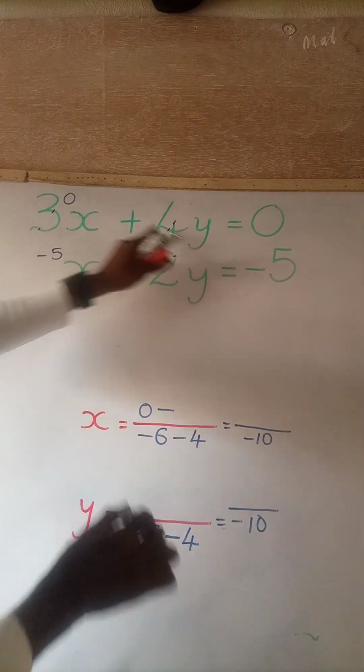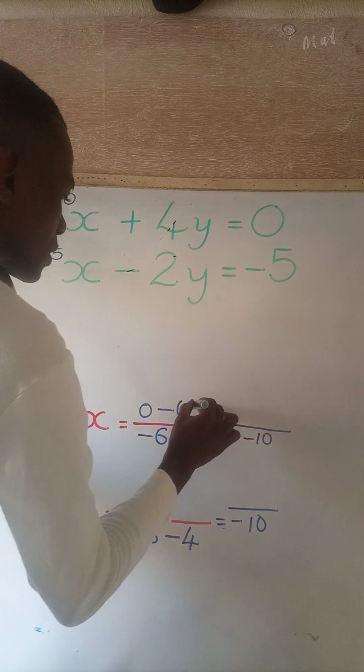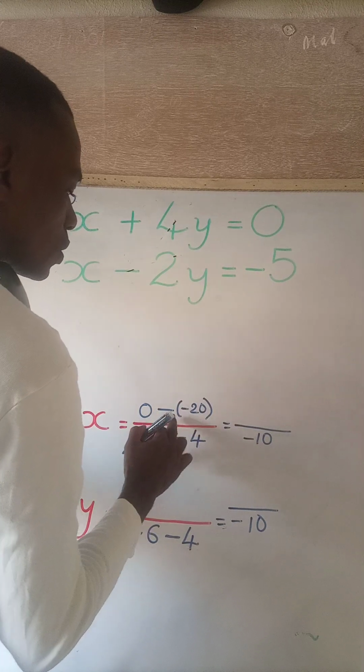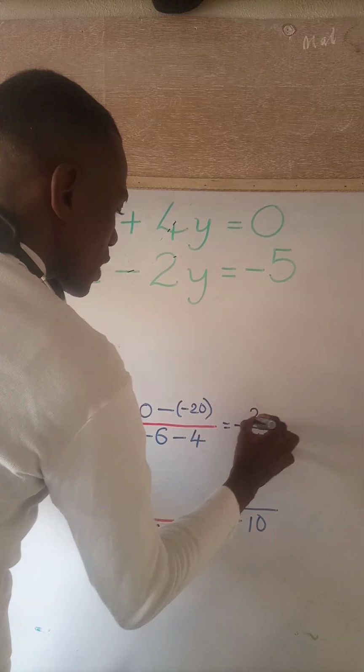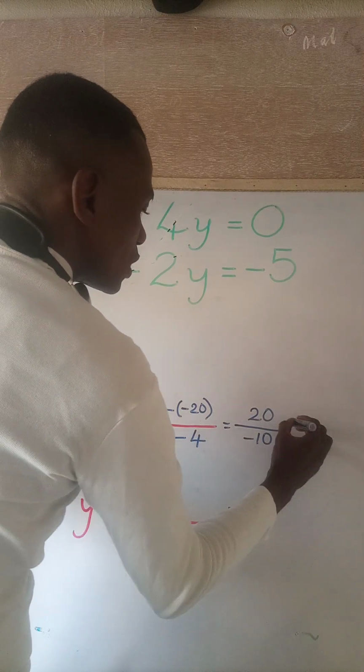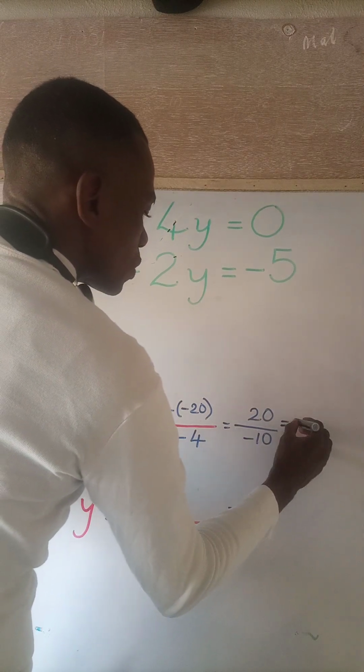Minus 5 times 4 will give us minus 20. Now, minus times minus will give us plus, so what we have here is 20. Now plus 20 divided by minus 10 will give us minus 2.